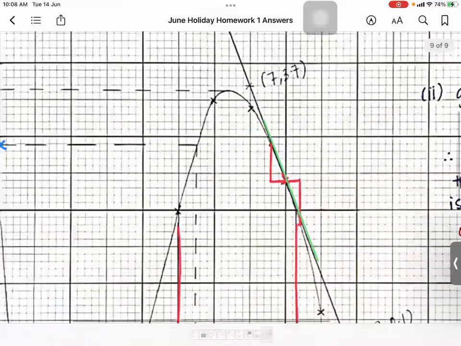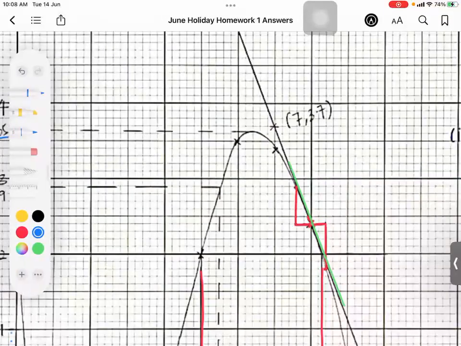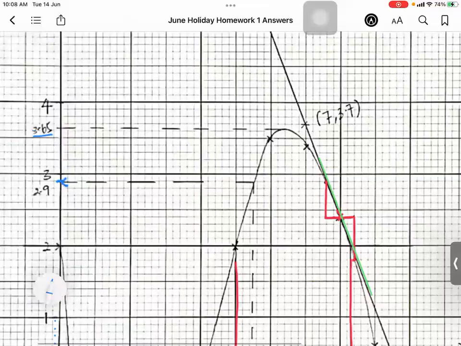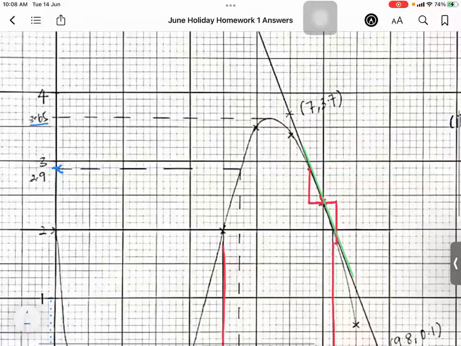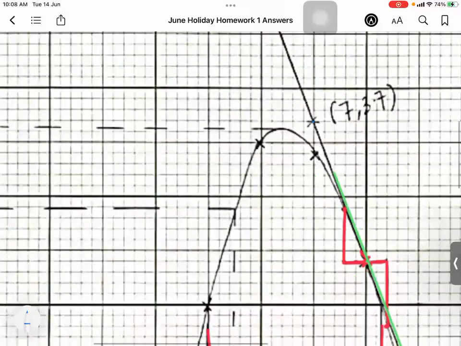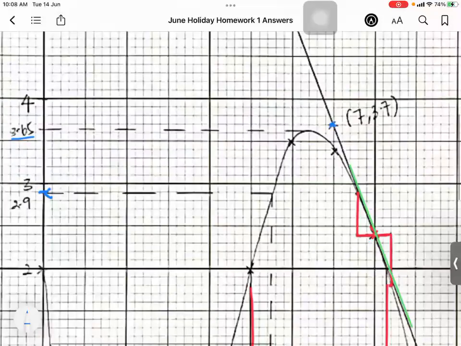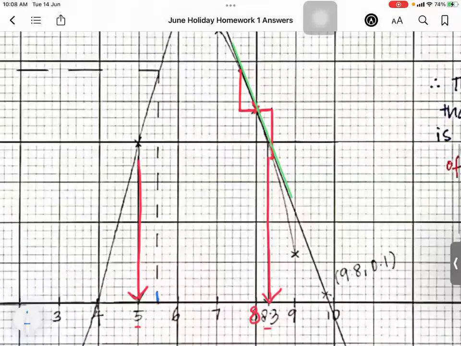Okay, so I try to look for points. To find the gradient, I must look for 2 points, right? Try to look for points that are easy for me to read. So in this case, I found it to be at a nice square at 7, and then this number here is 3.7. So that's for me. For you, maybe you can read elsewhere.